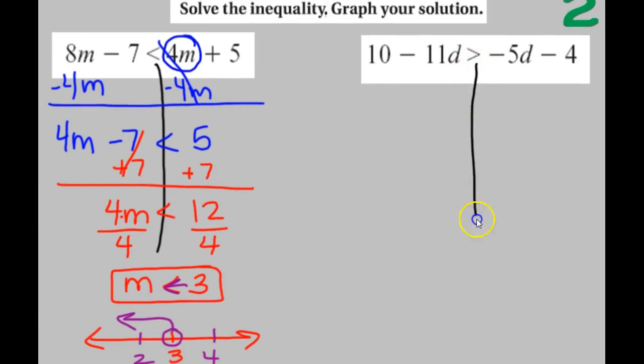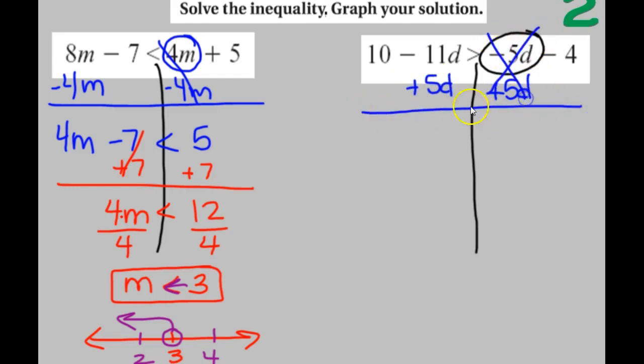Alright, same thing on this next one. We have letters on both sides. So we want them all to end up on the same side. So I'm going to move this one over to this side. If you wanted to move the more negative one to keep everything positive, that's fine. You'll just have to rewrite at the end. So I'm going to add 5D.